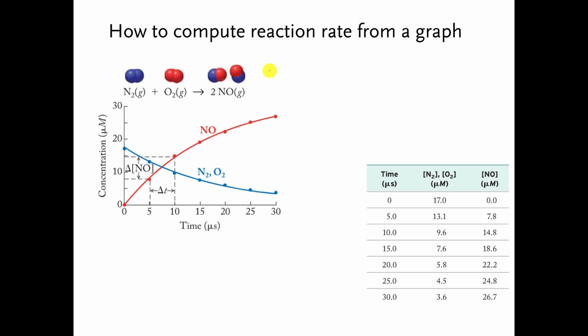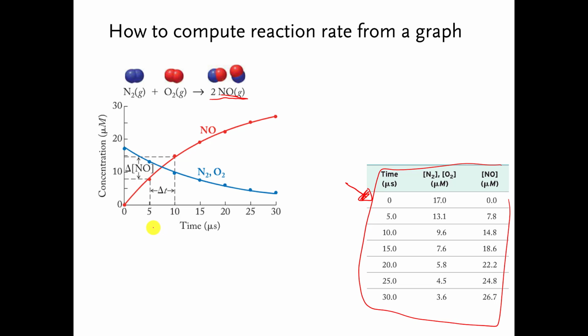The way that we're going to do it is we're going to measure the speed of this stuff forming, the speed of nitric oxide forming. There's two ways that you can kind of figure this out. You can either figure it out with information on a graph, or you can figure it out with information on a table. We're going to focus on the table eventually, but let's look at the graph first.